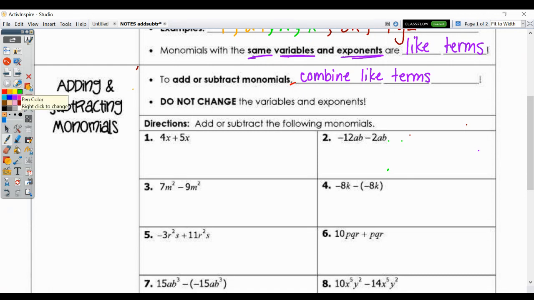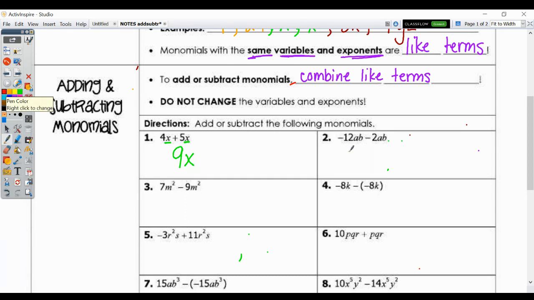So look at number 1. As long as whatever is after the coefficient is exactly the same, then you just add the numbers. So after the coefficient is x, after this 5 is x, so you just add the numbers. 4 plus 5 is 9, and you don't change the variables or exponents, so I just leave it x.